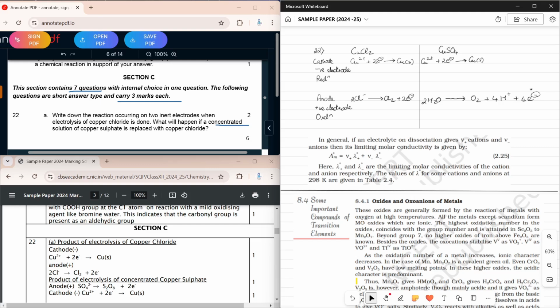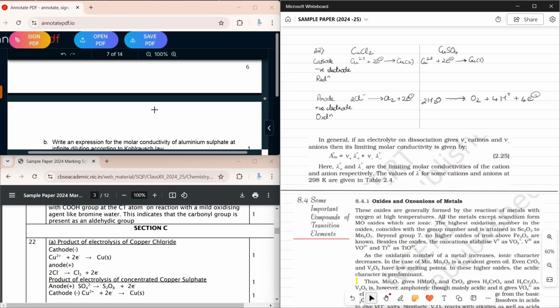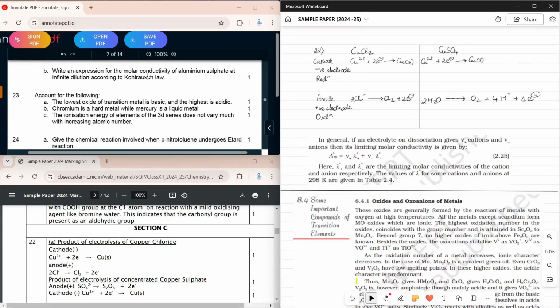Now the next, and this was from the chapter electrochemistry. The second question under this is, write an expression, and it's 2 marks, right? Write an expression for the molar conductivity of aluminium sulfate at infinite dilution according to Kohlrausch's law.